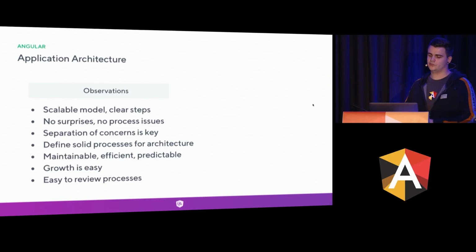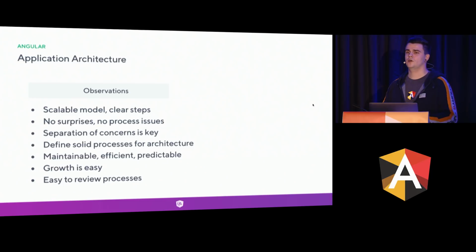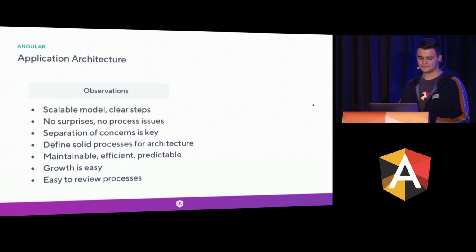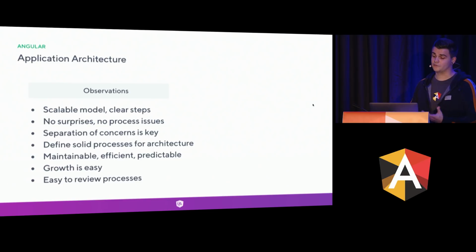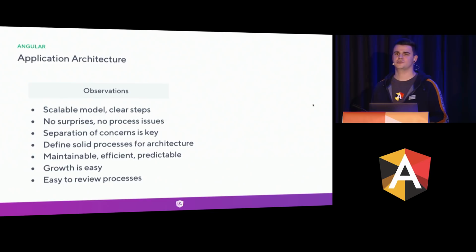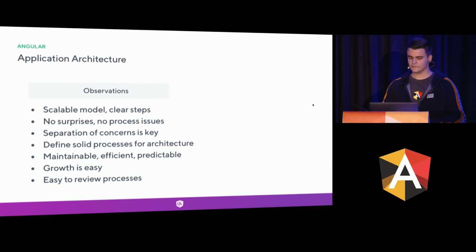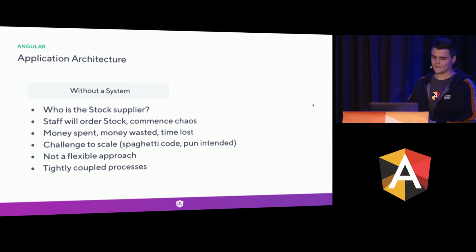We can also define the solid processes for architecture. It's simple if you have a team and you say, this is how we do things for state, this is how we think in components, rather than just throw everything together and hope for the best. So this is maintainable, it's efficient, it's predictable. We can write tests against this. We could review a kitchen staff member, we could replace them out. So it makes things simple. Growth is easy as well.